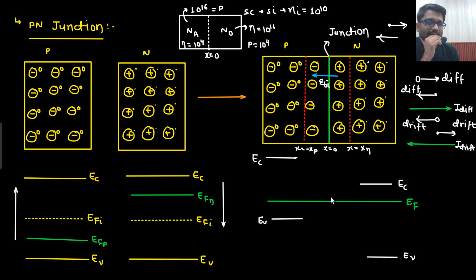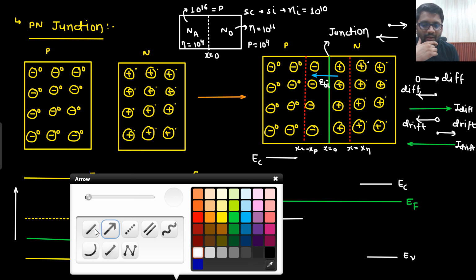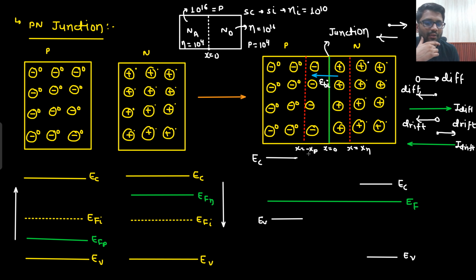Right? Now will the electric field be uniform? Can I join it like this? No, because I told you electric field will be maximum at the junction. At the junction only maximum electric field would be there. So you cannot actually make it like this. Okay, you have to show some slope.